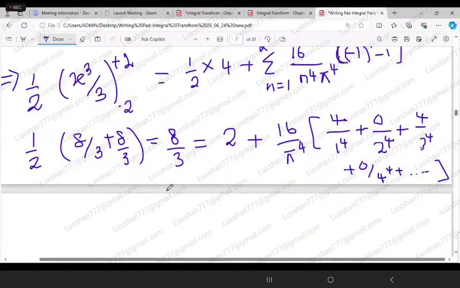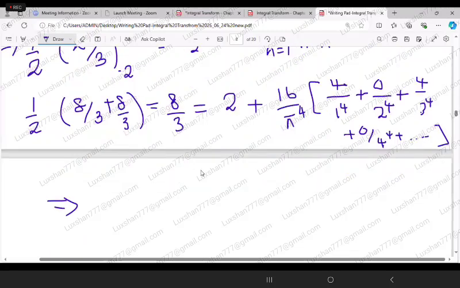Okay. So if you further simplify this, if you subtract this one, minus 2 on this side, 8 by 3 minus 2 means 1 over 3. And if you multiply that one, we get 5 by 4.